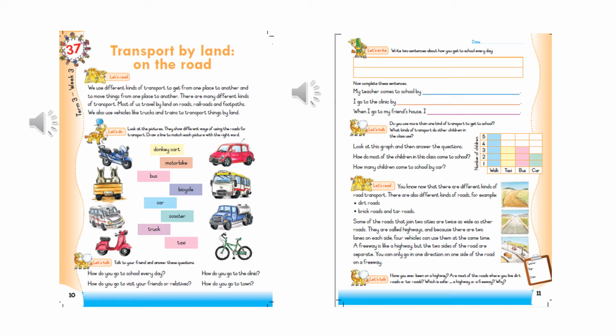And the questions at the bottom, have you ever been on a highway? I'm sure all of you have. Are most of the roads where you live dirt roads or tar roads? And yes, we live where most roads are made out of tar. Which is safer, a highway or a freeway? So which one do you think is more safe? You can think about your answer and you can think about a reason why. You don't have to answer that in your book.